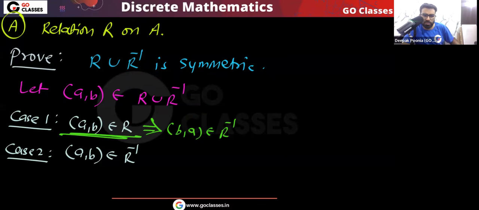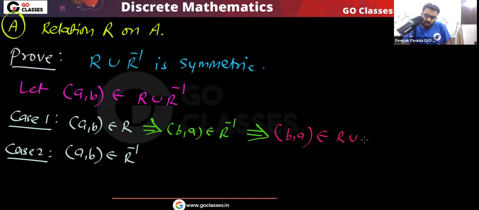Okay, agree? If AB belongs to R, then BA will belong to R inverse. Now you notice, AB belongs to R, BA belongs to R inverse. Then can I say BA will belong to R union R inverse? Yes. If BA belongs to R inverse, then BA will also belong to R union R inverse. So you can see in this case 1, BA belongs to R union R inverse.